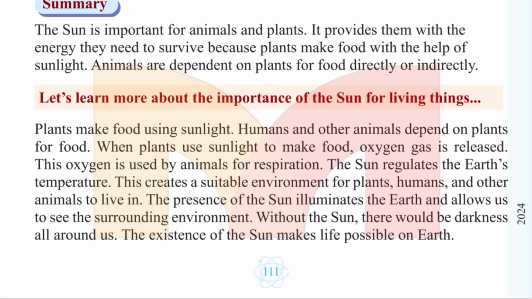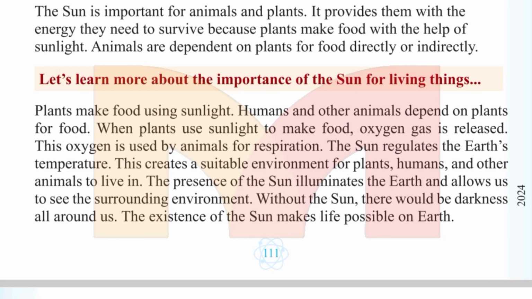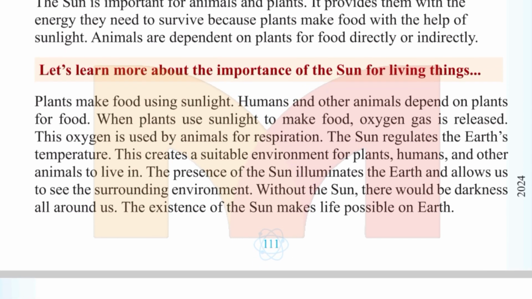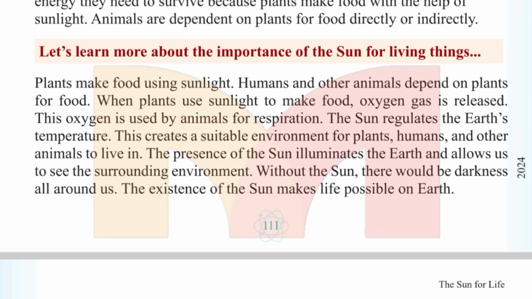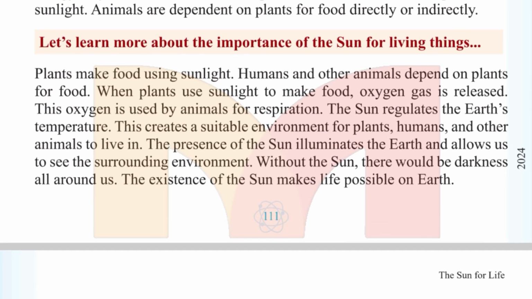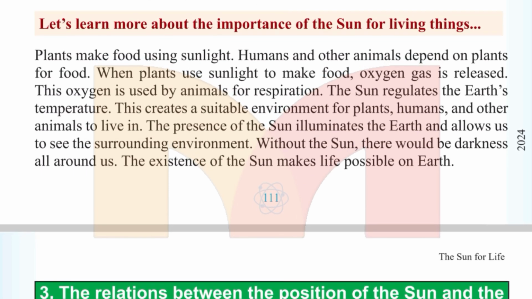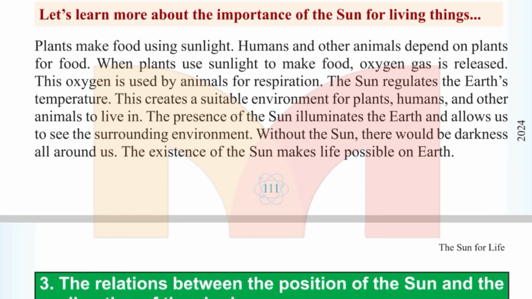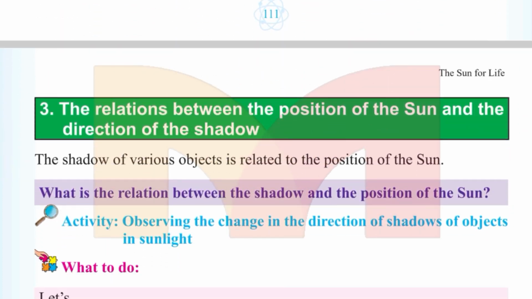The sun regulates the Earth's temperature. This creates a suitable environment for plants, humans, and other animals to live in. The presence of the sun illuminates the Earth and allows us to see the surrounding environment. Without the sun, there would be darkness all around us. The existence of the sun makes life possible on Earth. Going to the next page.